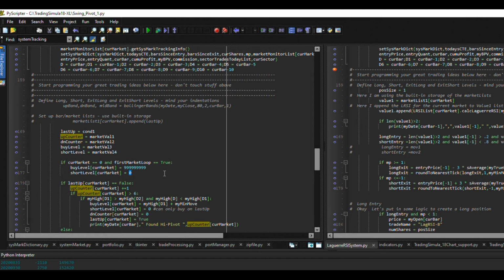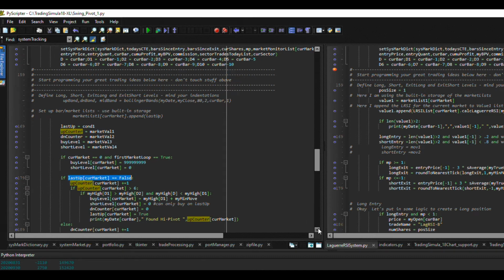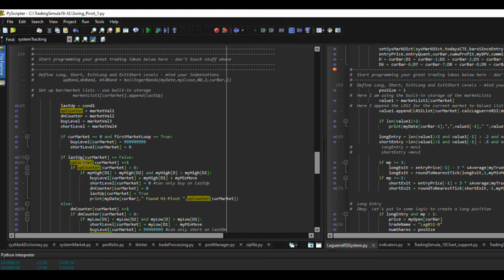sometimes it depends on what continuous contract data you're using. You may have negative numbers in your continuous contract data. So to be safe, and in this case I know I don't have any negative numbers in this data, you could set that to a large negative number like negative 9s, 9 nines. So you probably should do that. Okay, if last up is false, and it is, the up counter starts counting. So we start counting bars from the last up is false. We start counting the up counter, meaning bars.